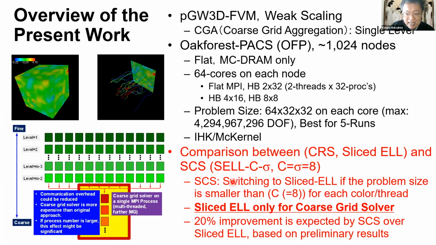If the problem size is small enough for each color and thread, so less than C, we switch to the original sliced ELL. Also, as a coarse grid solver, we just apply the sliced ELL, not the SCS. So we are expecting a 20% improvement of the SCS solver over sliced ELL based on the preliminary result.